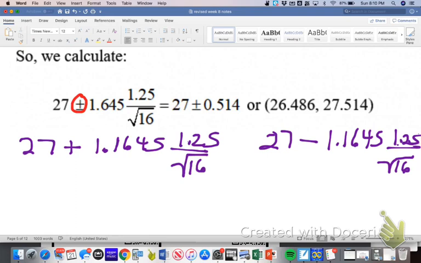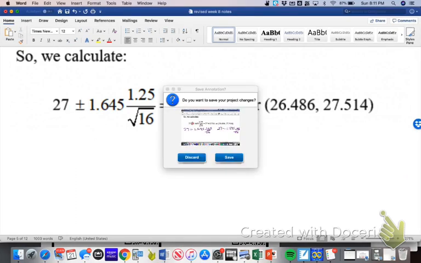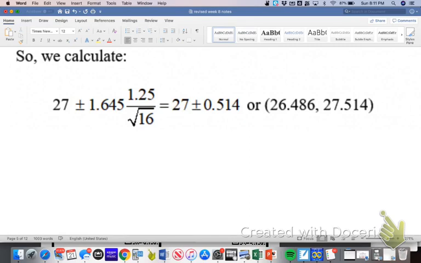So when I do all those calculations, when I added all of it, I should have ended up with this bigger number, typing it into my calculator, and I should have ended up with the smaller number once I put it in my calculator. And remember, this 1.645 just sitting here next to everything means that you're going to multiply. So you're going to do 1.25 and divide it by the square root of 16, and then you're going to multiply it by 1.645.